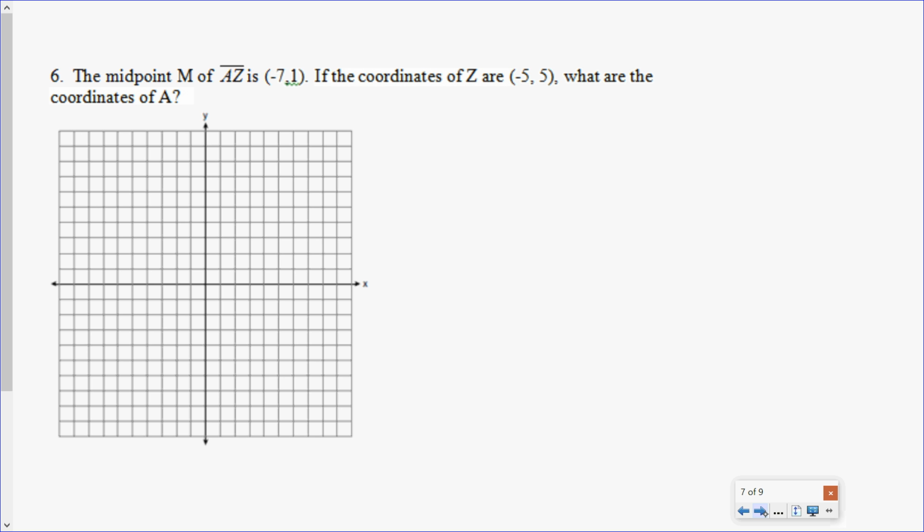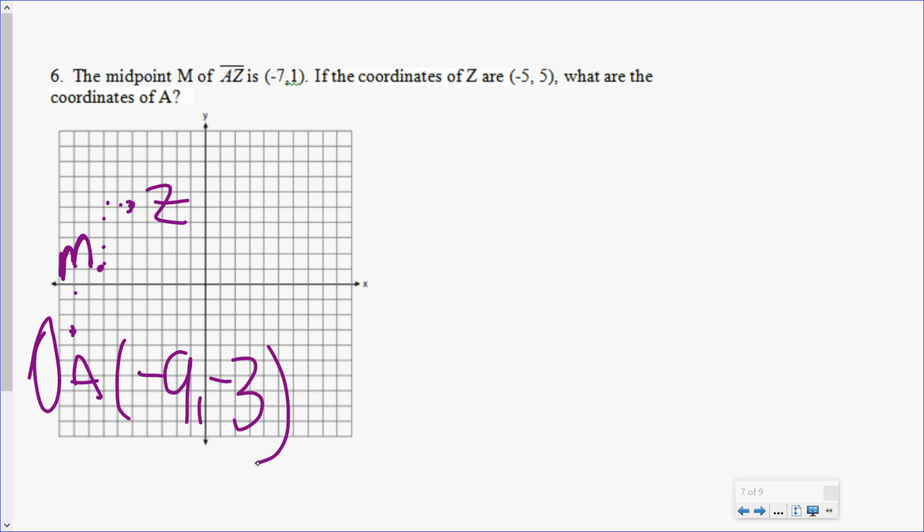Okay, now that you tried number 6 on your own, M is negative 7, 1. Z is negative 5, 5. It's asking for A, so approximately where is the other endpoint going to be? Well, in order for M to stay in the middle, it's got to be somewhere down here. So to get from Z to M, it's left 2, down 1, 2, 3, 4. So left 2, down 4 again. That's A. It looks correct. M is in the middle. The coordinates of that point are negative 9, negative 3.